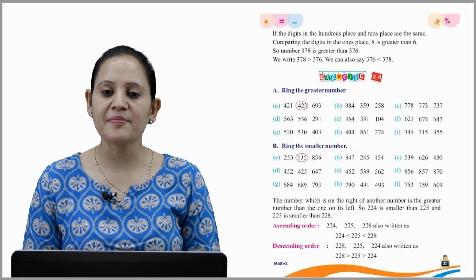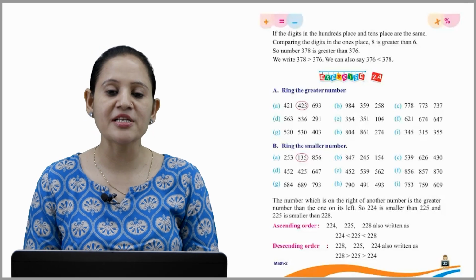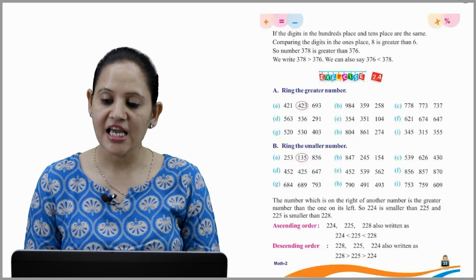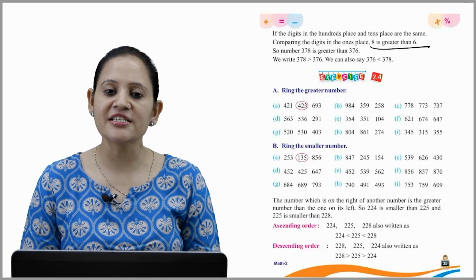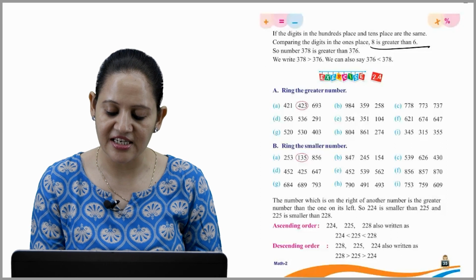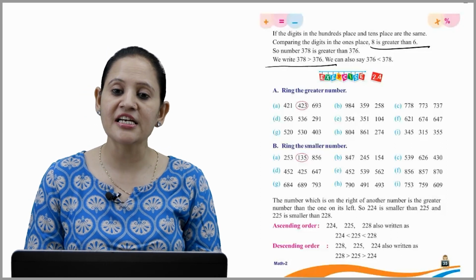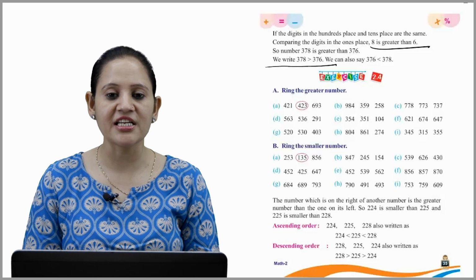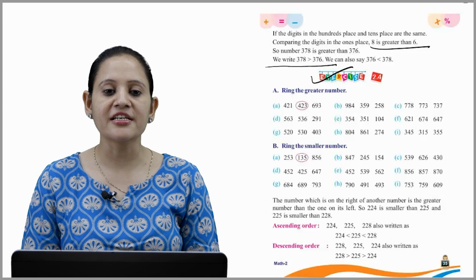If the digits in 100 place and tens place are same, अगर 100 और tens की place की digit same है, so we'll compare the digit at ones place. 8 is greater than 6, so we can say the number 378 is greater than 376. We'll write it as 378 is greater than 376, or we can say 376 is less than 378. Next is exercise 2.4. Ring the greater number.